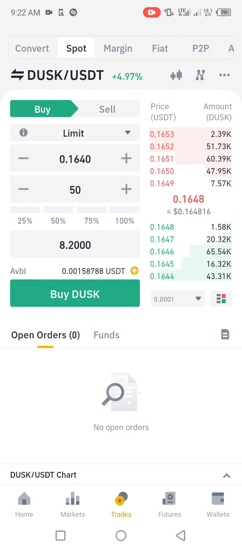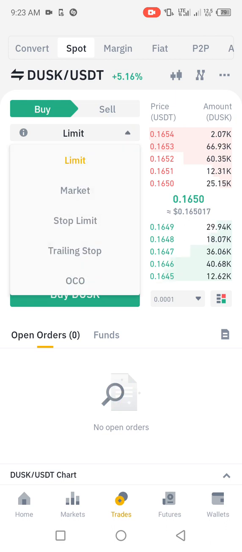Then when the price of DOGS falls down to 0.1640, the trade is going to automatically activate, and the market is going to automatically exchange my USDT for DOGS. So that's how this works. That's how the limit works.